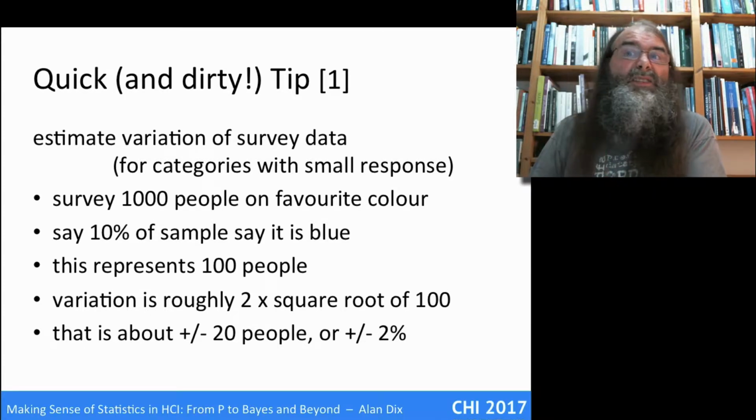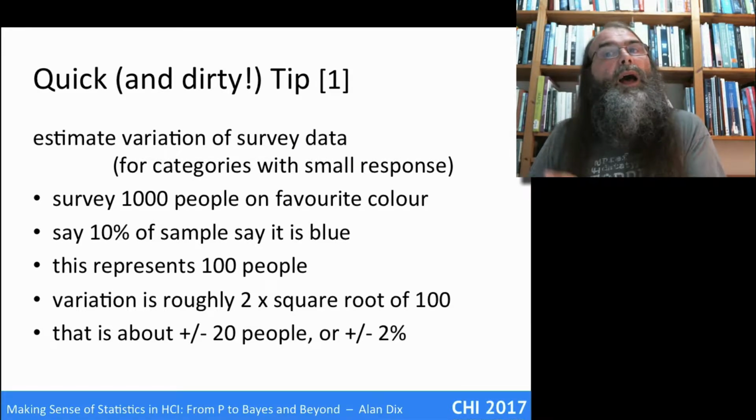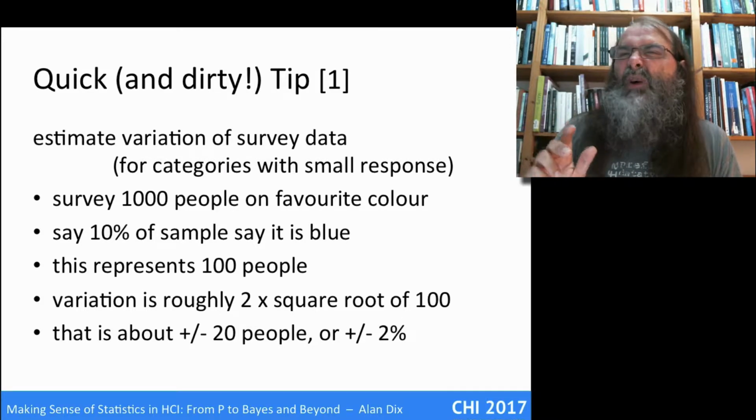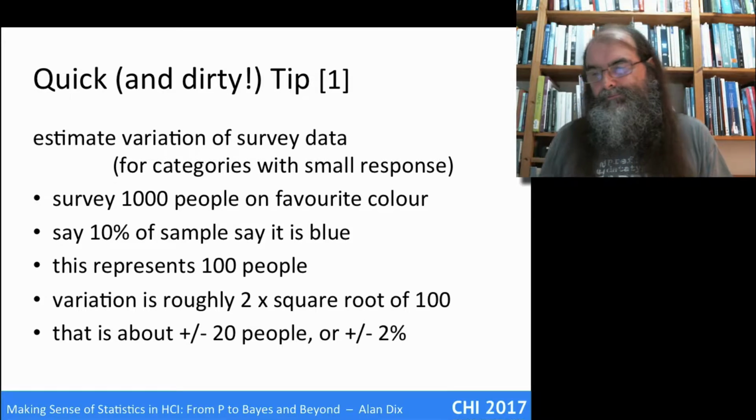So it's a good way. This is typical if you look at opinion polls. They very often have around 1,000 people, sometimes a couple of thousand. So if you're seeing something like a 10% figure, think 8 to 12%, don't think dead on 10.